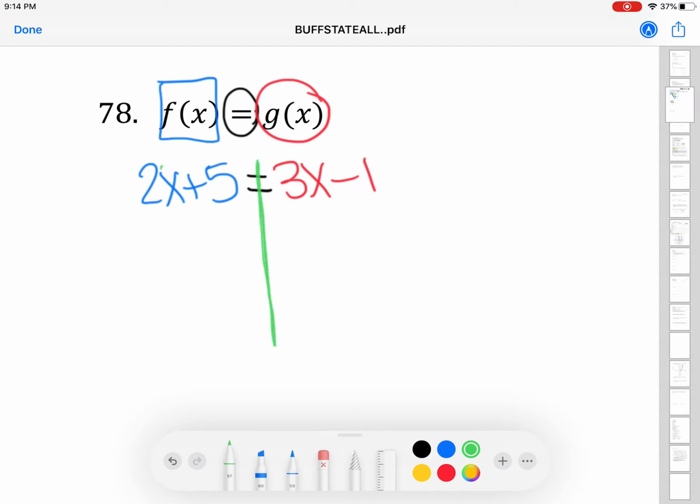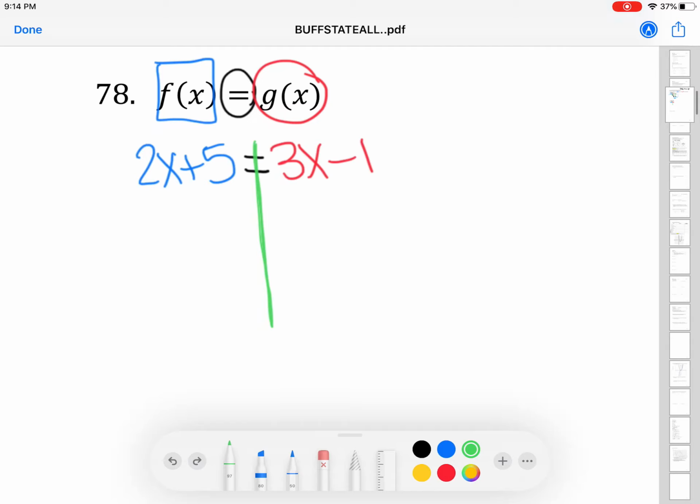Now, even though we plugged in f of x and g of x just like we did in the last example, this one is set up differently because of where the equal sign lies. So I still have 2x terms, but notice where they are. They're on opposite sides of the equal sign. When they are on opposite sides, you have to do opposite operations to get them to the same side.